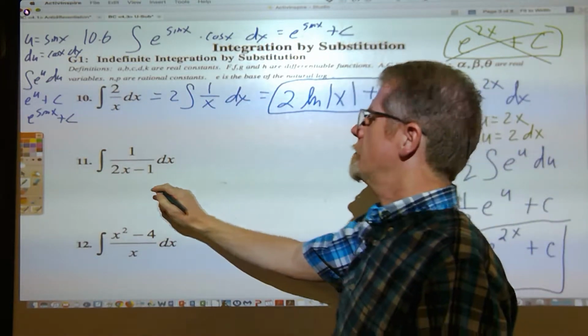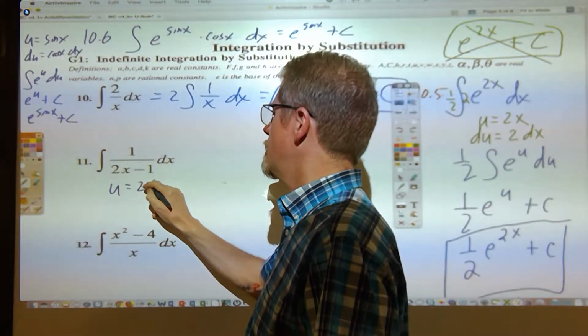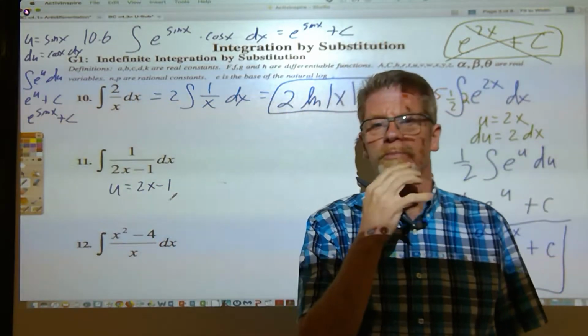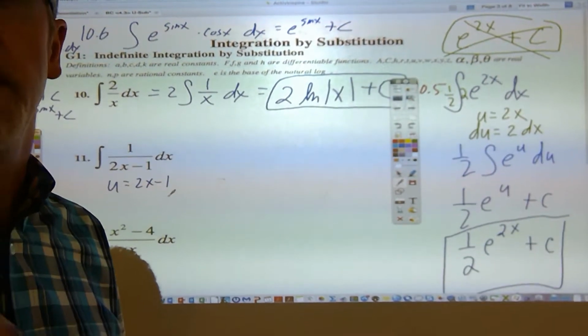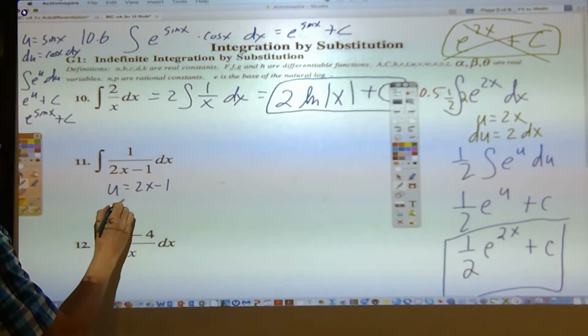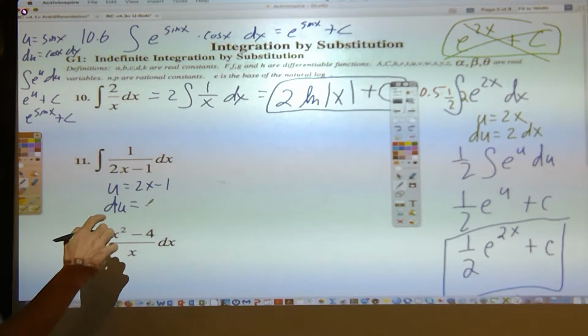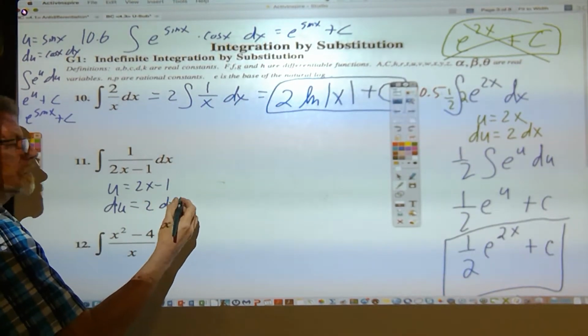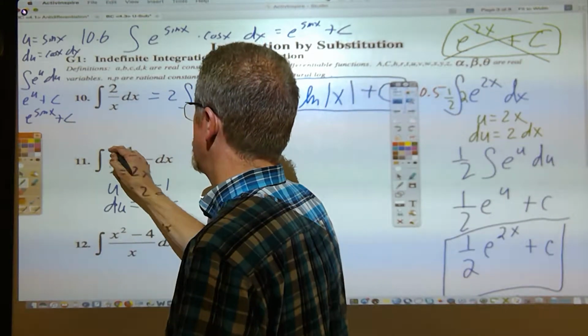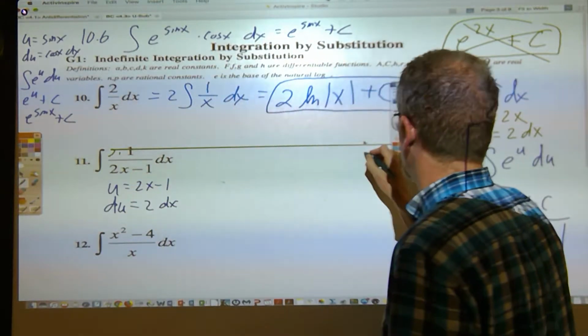I would strongly recommend that you let u equal 2x minus 1. See if you can finish it from there. Try number 11. I'm going to pause the camera, tour the room, and then we'll see what we came up with. If you let u equal 2x minus 1, then tell me, class, what's du? Ready? Go. 2dx. So let's doctor this problem up with the number 2, counterbalance with the 1/2.